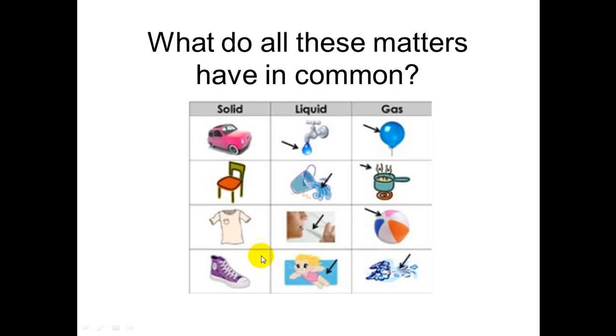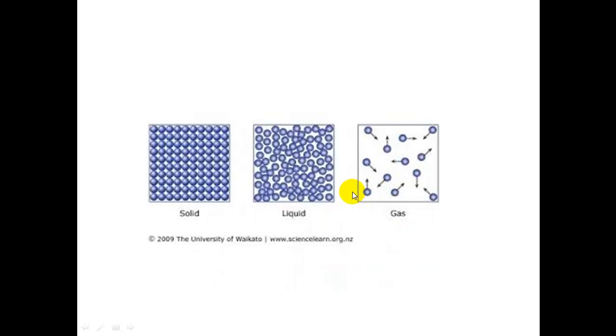Now look at these matters here. What do all these matters have in common? Here we have examples of solids, liquids, and gases. At first, we have to remember the particles in each state of matter. In a solid, the particles are closely together, and then liquid and gas. Look at the particles here.